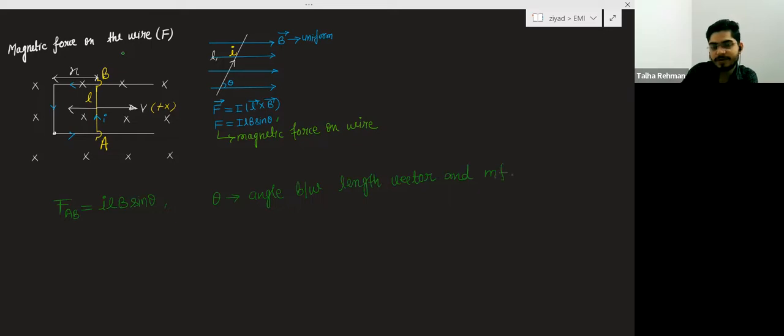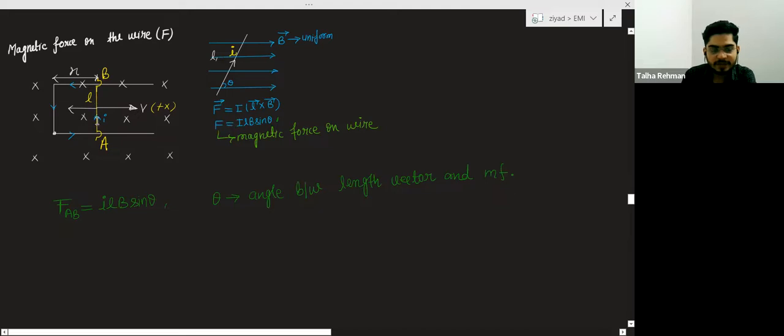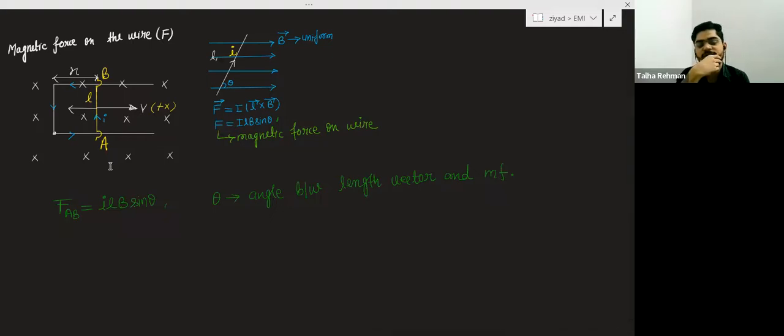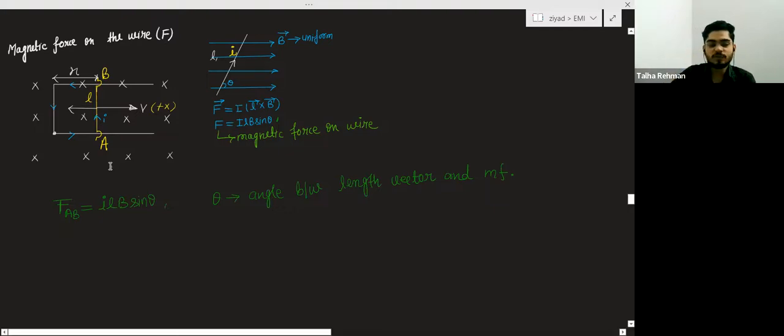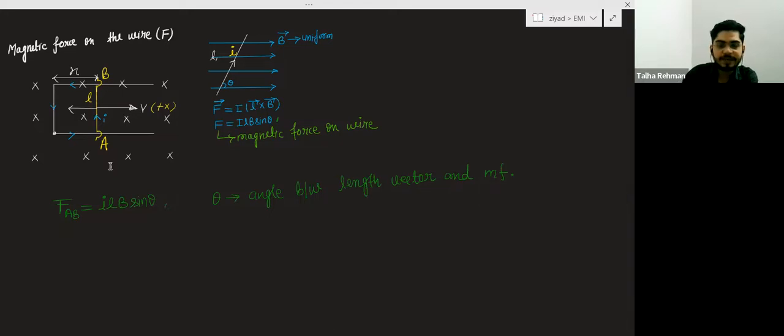MF means magnetic field. So here, this is the direction of the induced current. When you apply Lenz's law and the right-hand thumb rule, you will get the anti-clockwise direction of the induced current. So this induced current is along the y-axis and the magnetic field is along the z-axis. So what will be the theta? 90 degrees.